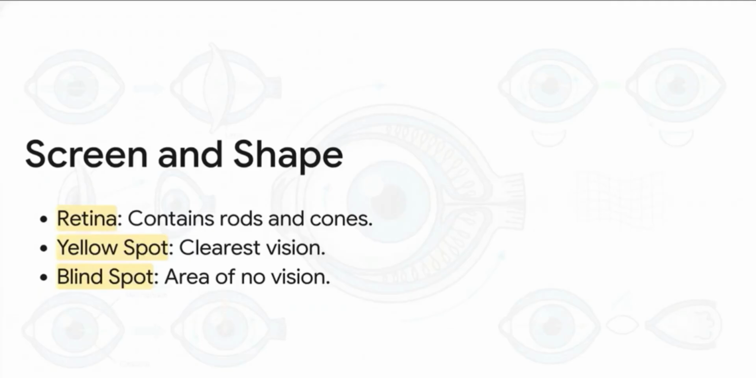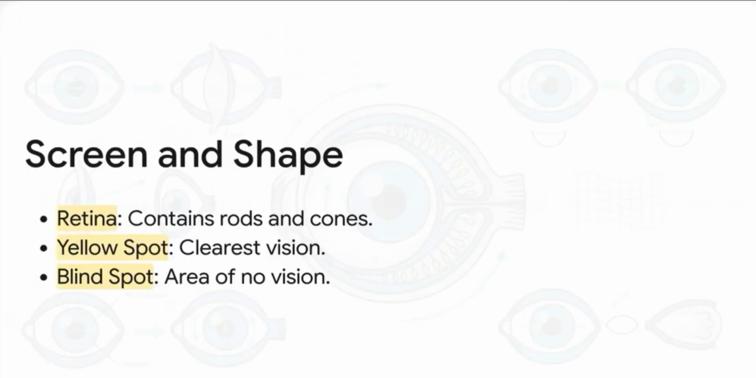Think of it like a projector screen at the back of the eye, lined with vital receptor cells. We have rods, which respond to low-intensity dim light, giving us our black and white night vision and peripheral vision. Then we have cones, which respond to bright light, delivering sharp, clear, full-color vision. The absolute most important spot on this retina is the yellow spot. It's a tiny indentation packed with the highest concentration of cones, giving you your clearest possible vision.